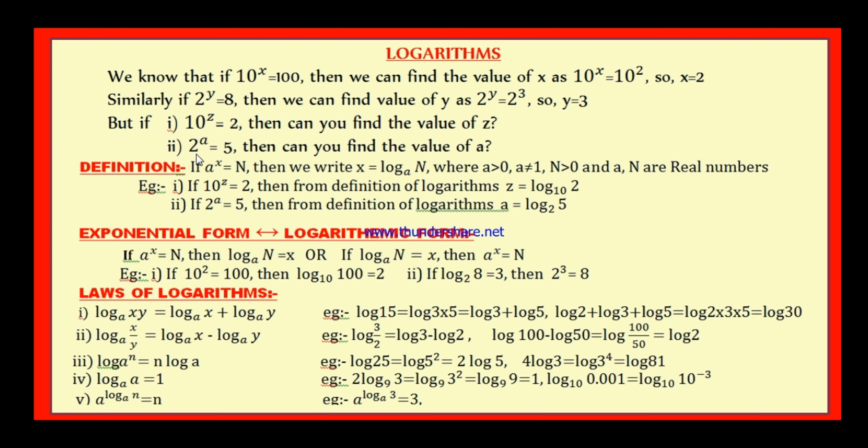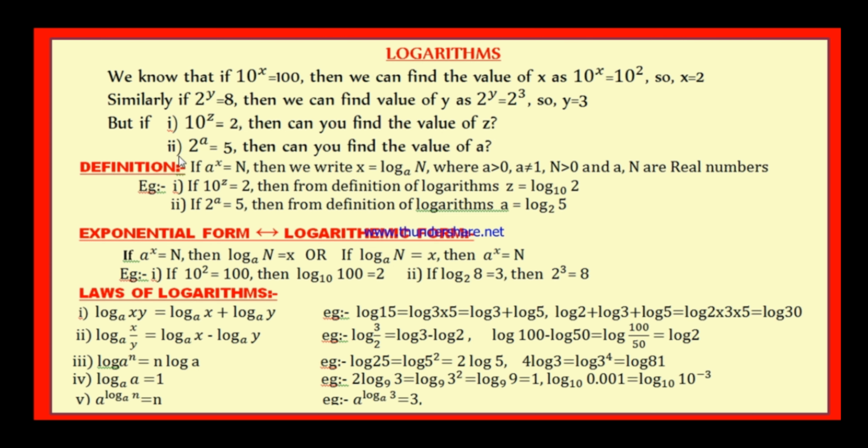Similarly, if you look at the second example, 2 power a is equal to 5, can you find the value of a by the previous knowledge? If 2 power a is equal to 5, in order to find the value of a, you have to write 5 to the base 2. Means 2 power 1, 2 square, 2 cube, 2 power 4, 2 power 5, and no power of 2 among 2 power 1, 2 power 2, 2 power 3 is equal to 5. Therefore, you cannot find the value of a using our previous knowledge. In the above cases, in order to solve these types of equations, we need the knowledge of logarithms.